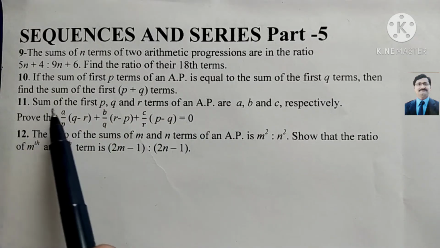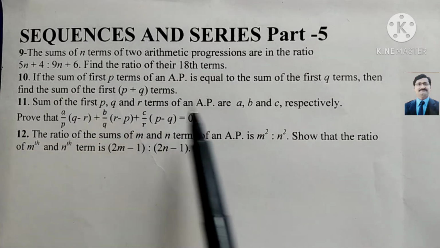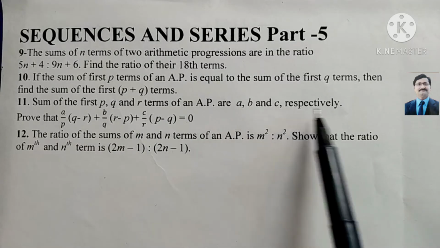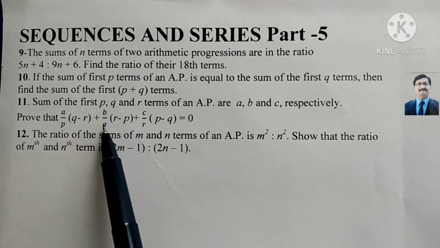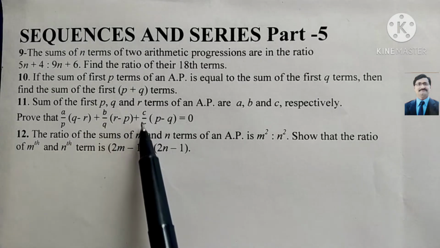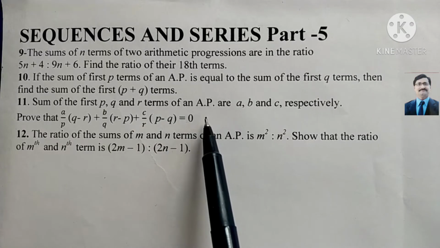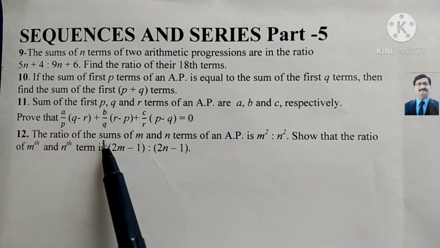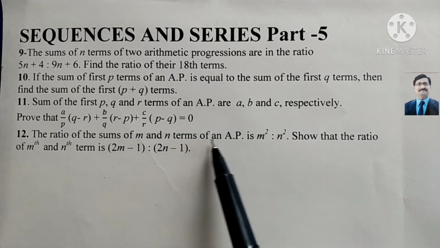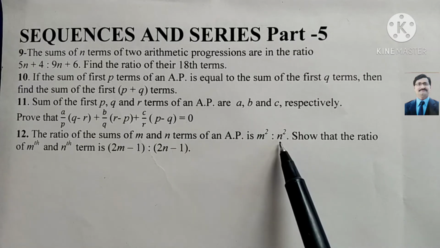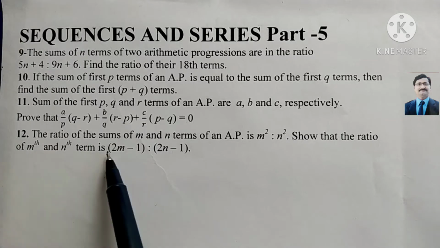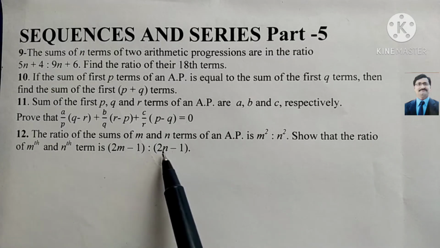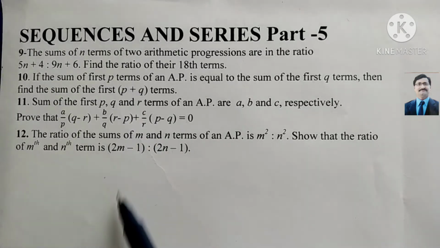Next question: the sums of the first p, q, r terms of an AP are a, b, c respectively. Prove that a upon p into q minus r plus b upon q into r minus p plus c upon r into p minus q equals 0. Last question: the ratio of the sums of m and n terms of an AP is m square to n square, so prove that the ratio of mth and nth terms is 2m minus 1 to 2n minus 1. So these four questions we will do today.